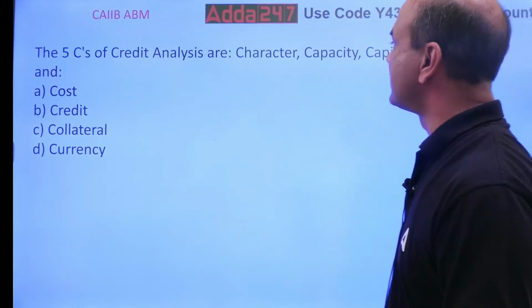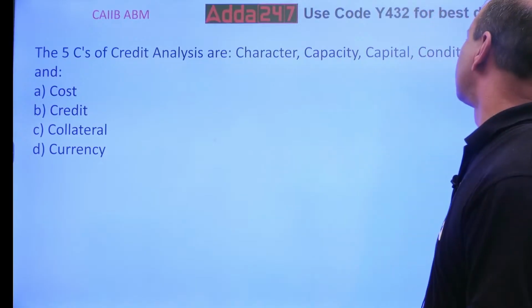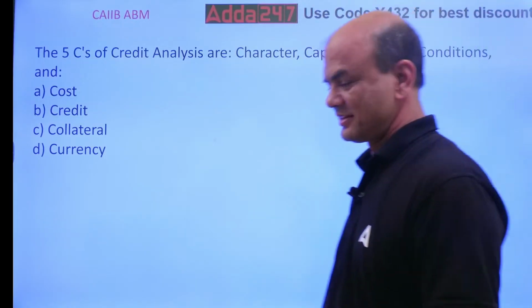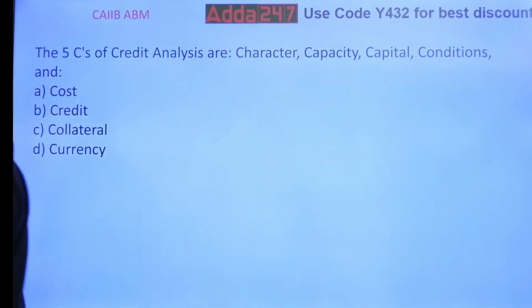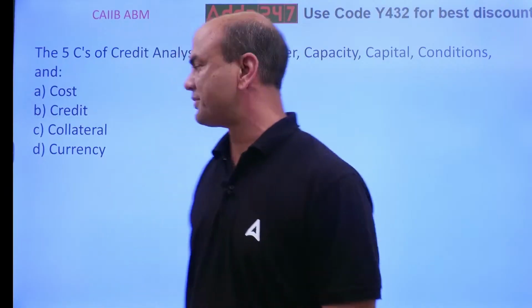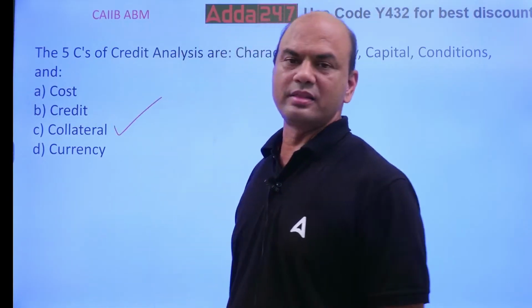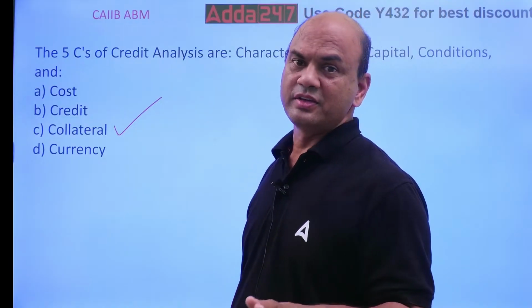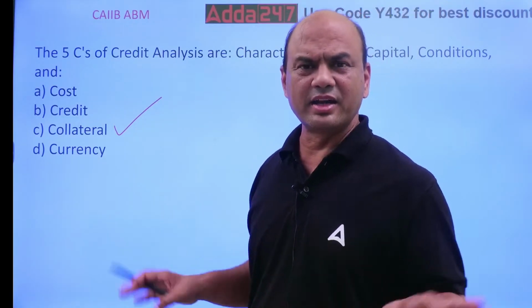The 5 C's of credit analysis are character, capacity, capital, conditions, and. This is very basic. You need to answer this. Cost, credit, collateral, currency. Which is the 5th C? Fast. The 5th C is collateral. These 5 C's are the basics of any credit loan, any credit analysis also.